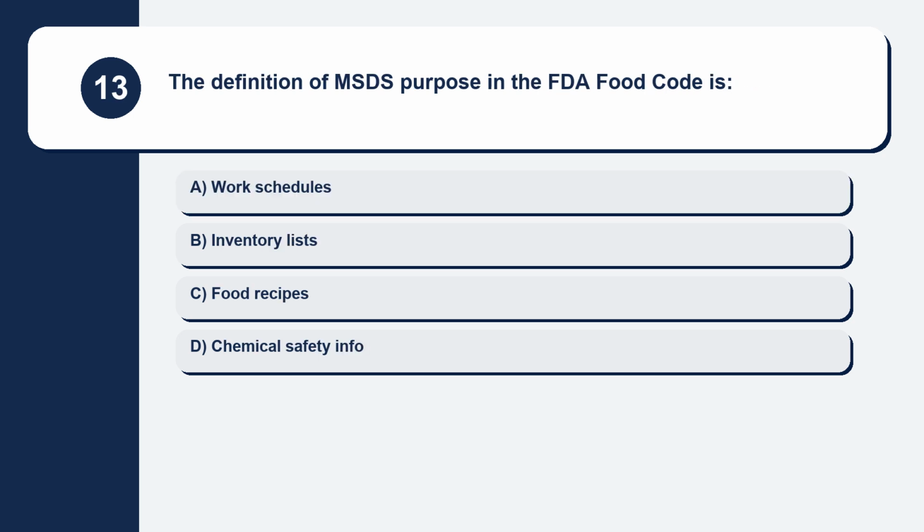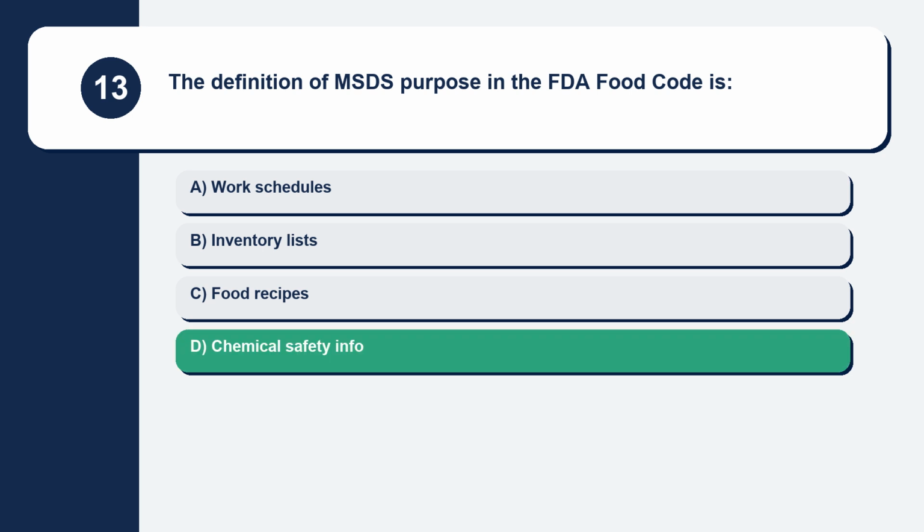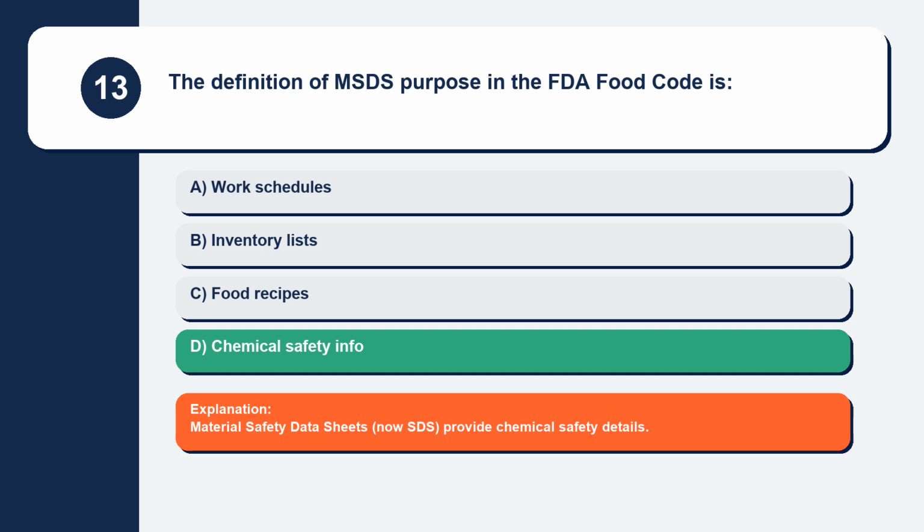Question 13. The definition of MSDS purpose in the FDA Food Code is work schedules, inventory lists, food recipes, chemical safety info. Material safety data sheets, now SDS, provide chemical safety details.